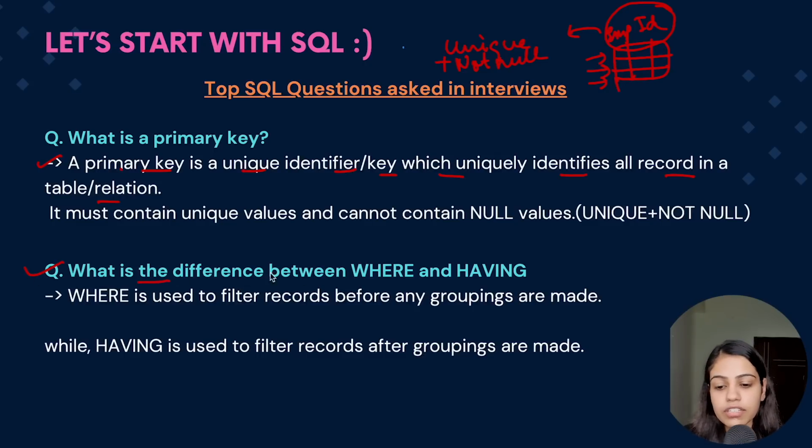Now the next question is, what is the difference between the where and having clause? So where is used to filter records before any groupings are made.